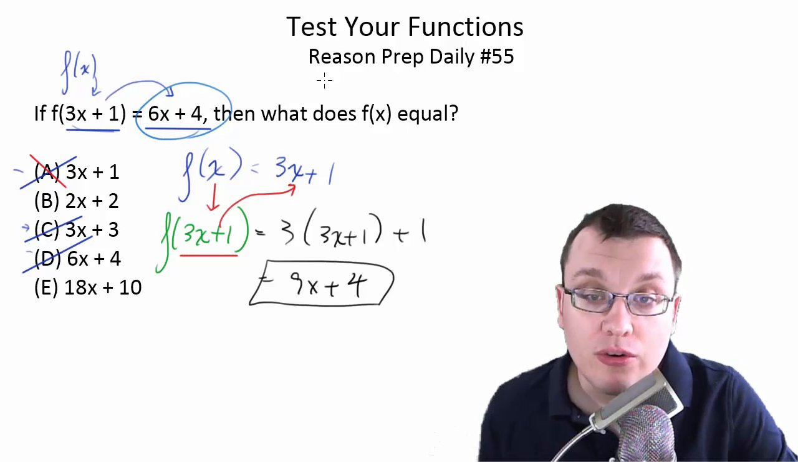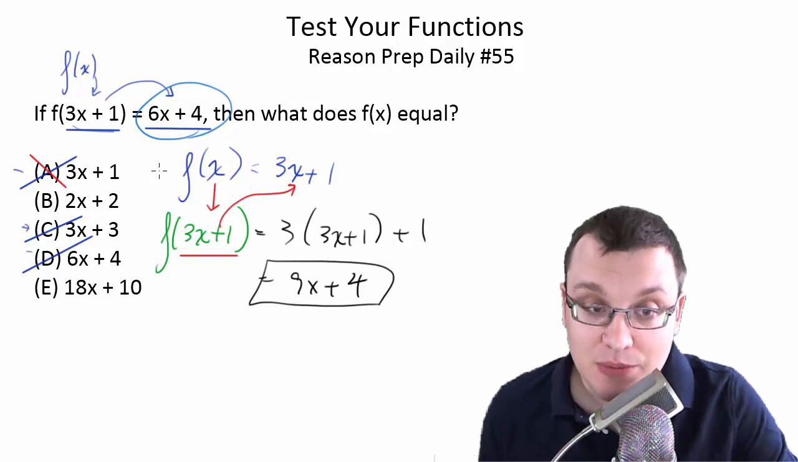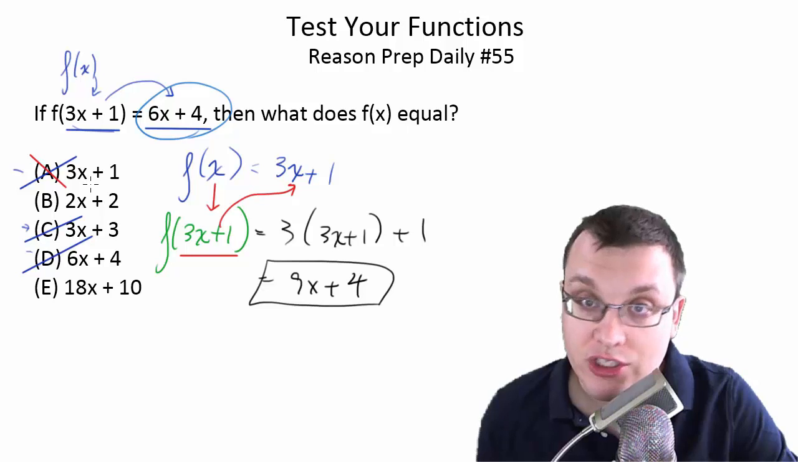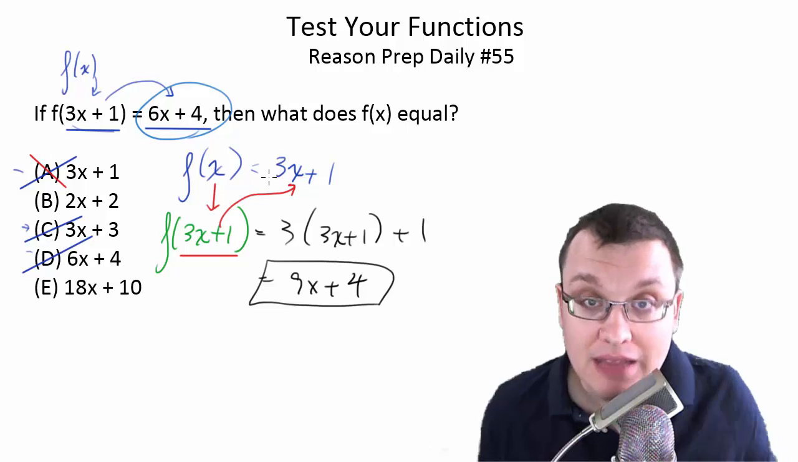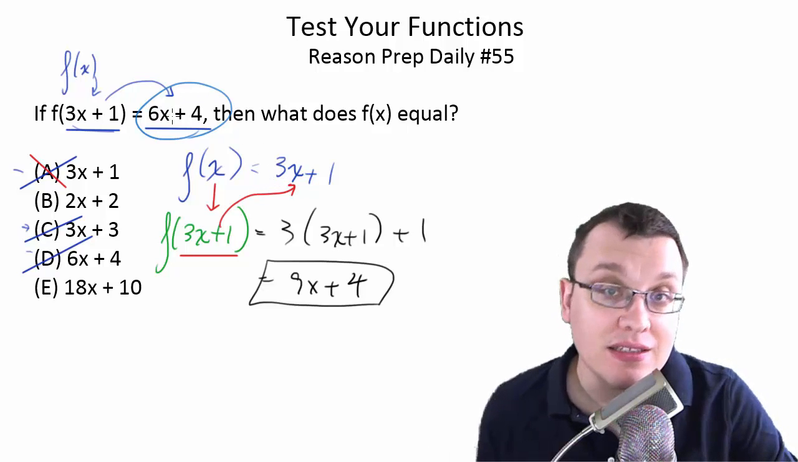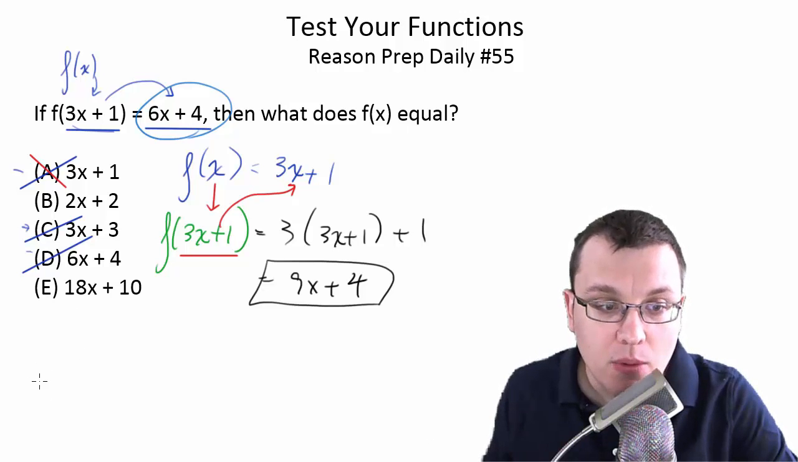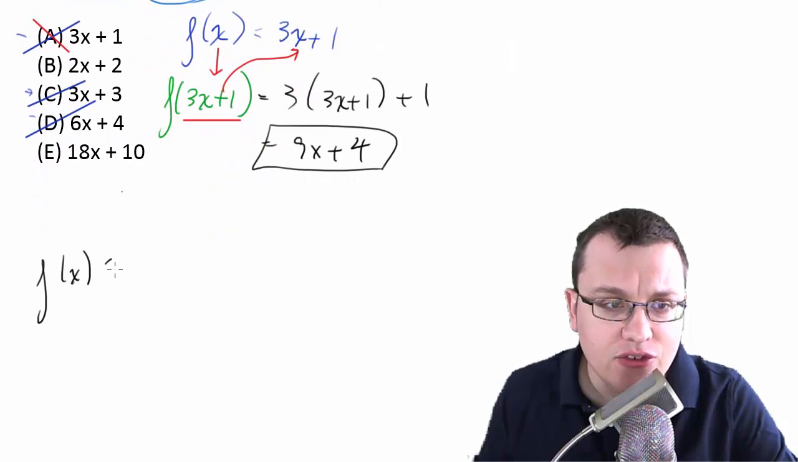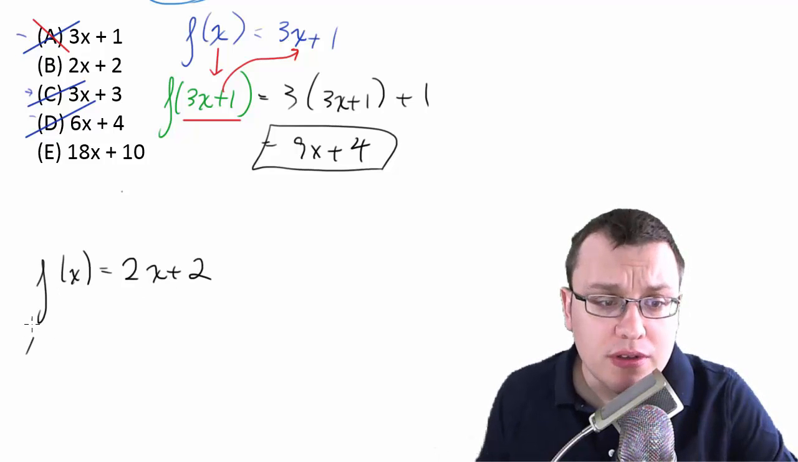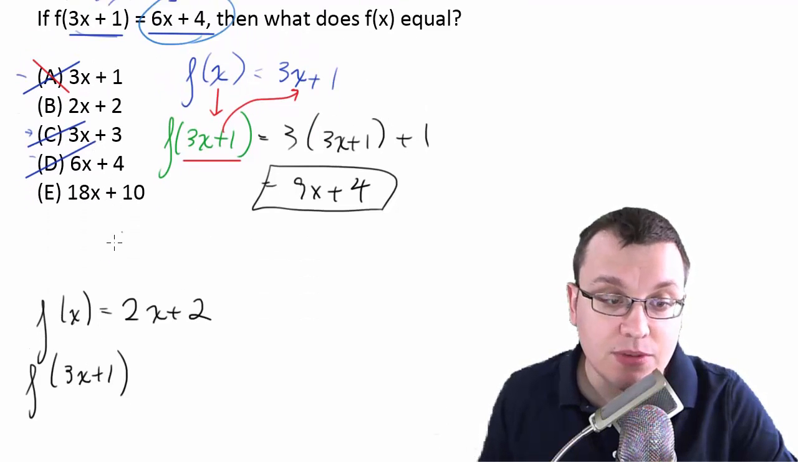So the key here, testing our functions, is that we're going to take each of these choices. We're going to pretend, as we did in this first case, that f of x equals this function, that it is the answer. We're going to plug 3x plus 1 in for the x because we're making that substitution. And what we hope to get is 6x plus 4. So let's try choice B. Here we're going to define f of x as 2x plus 2. Now we want f of 3x plus 1, and we're hoping that it's going to equal 6x plus 4.